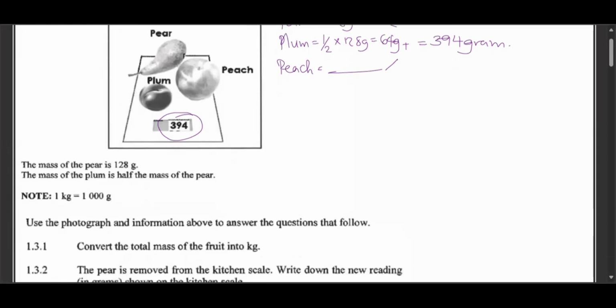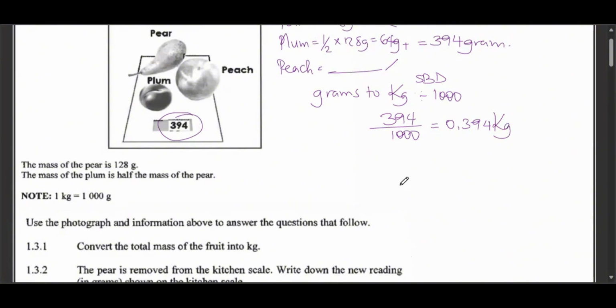Number 1.3.1, convert the total mass of the fruits into kilograms. So we are changing grams to kilograms, and from small to big we divide. So we are going to divide by 1,000. We have 394 divided by 1,000, and the answer became 0.394. These are kilograms. Don't forget the units.